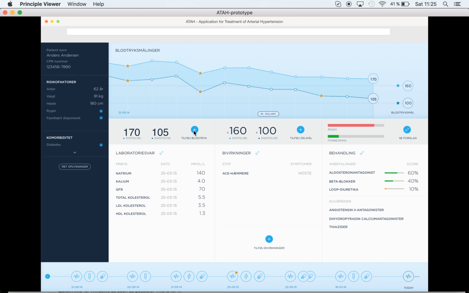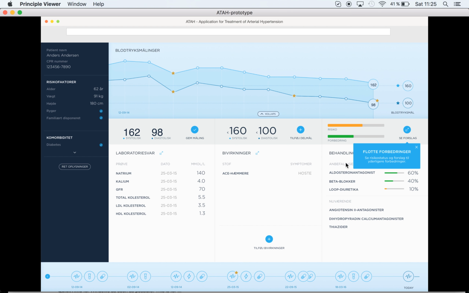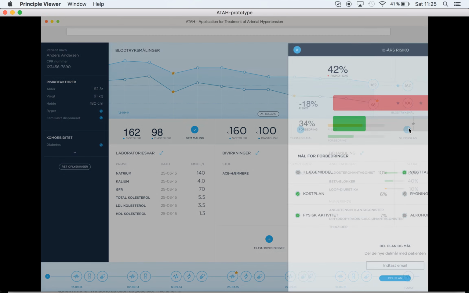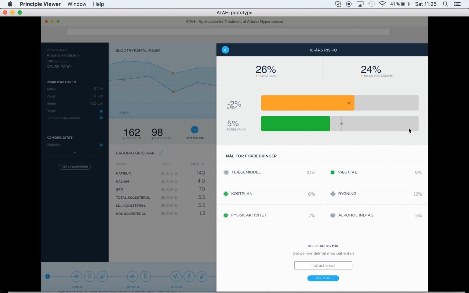The doctor will start treating his patient by entering a new blood pressure. So here we can see that the blood pressure is falling. This will reflect on the graph and also on the development within the patient's treatment of hypertension. The doctor can, together with the patient, review how things are going.